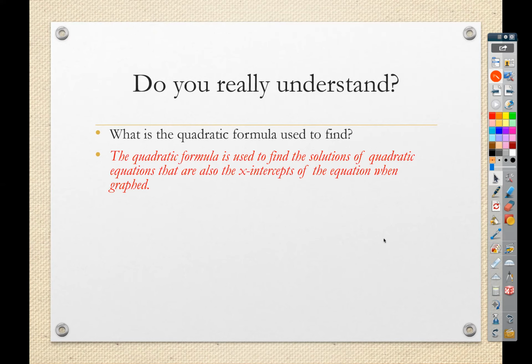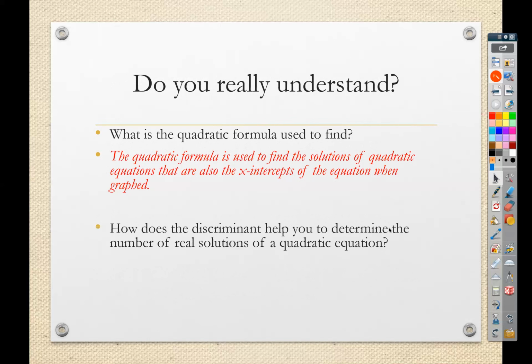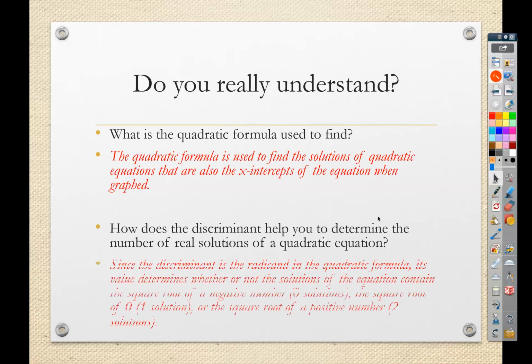So remember, all these different ways that we've been learning to solve quadratic equations: factoring, completing the square, quadratic formula, square root property, all of those things are used to find the x-intercepts of the equation when graphed. How does the discriminant help you determine the number of real solutions? Since it's the radicand, it determines whether its value is going to be positive, which would mean you would have 2 solutions, 0 meaning 1, and negative, you would have no solution.